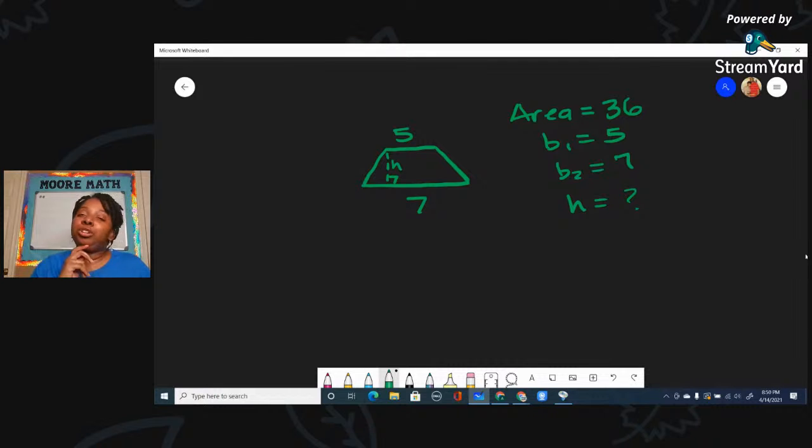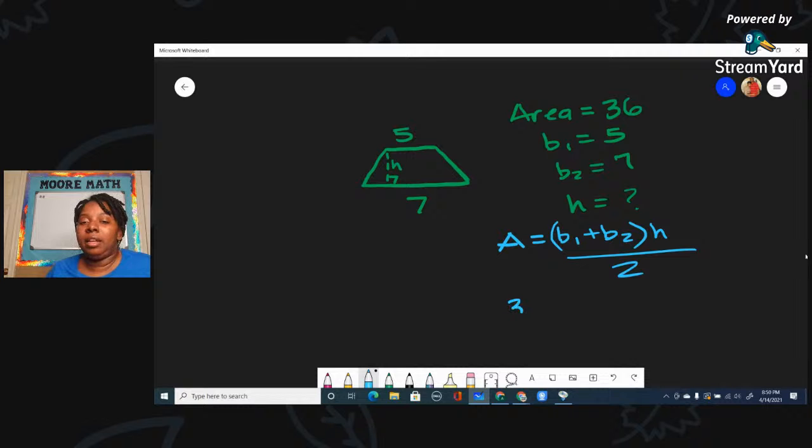The main thing, the most important thing you should do, is write down everything they give you. We have the area, we have base 1, just like I labeled every single thing. That's what I want you to do. And then write down your formula. Area equals base 1 plus base 2 times the height divided by 2.